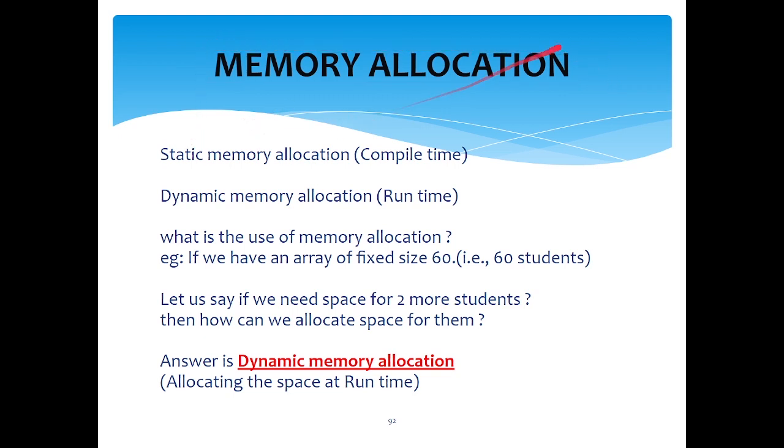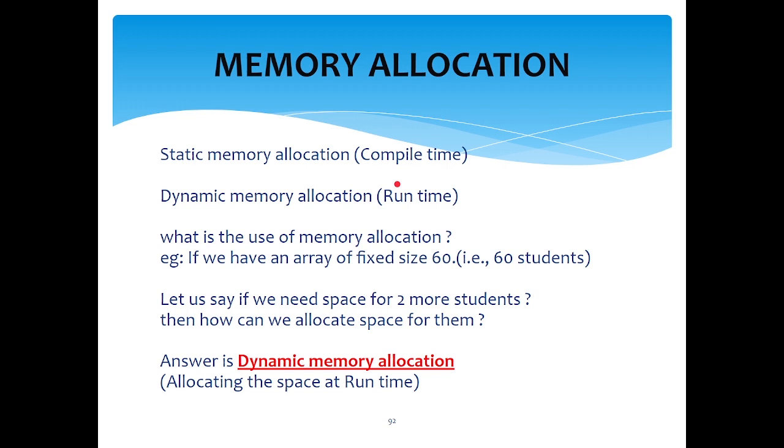There are two types of memory allocation: static memory allocation and dynamic memory allocation. Static memory allocation is nothing but allocation of memory at compile time, and dynamic memory allocation is nothing but allocating the memory at runtime. So basically, let us take an example.